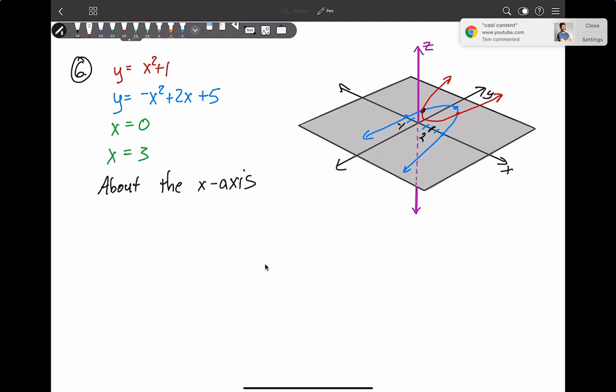Okay, so let's shade our region bounded between the 2 functions. Actually, we have to look at x is equal to 0, which is the y-axis.